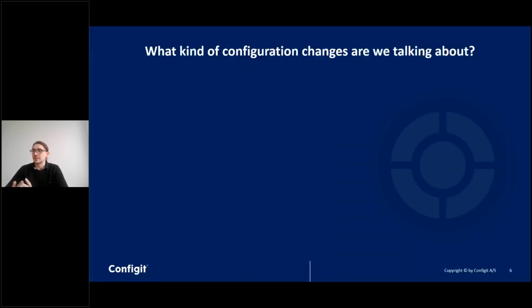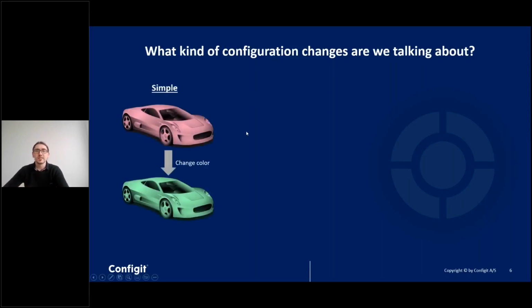So what kind of configurations are we talking about? We're not talking about very simple configuration changes. When we think about something like changing the color of a product, it is quite simple what we have to do. We have to paint the product in a different color, and there is maybe no other alternative available. So we don't talk about these kinds of configuration changes.